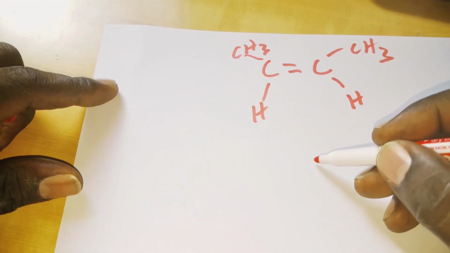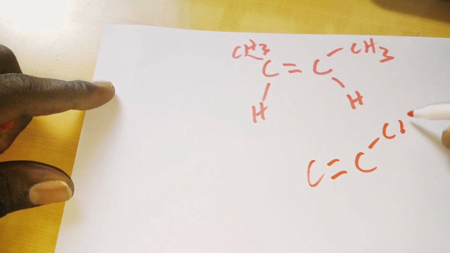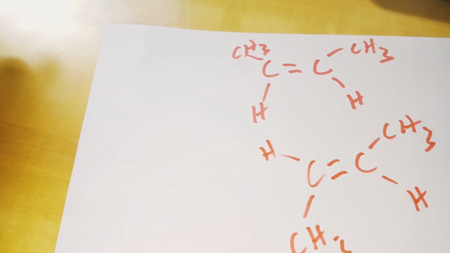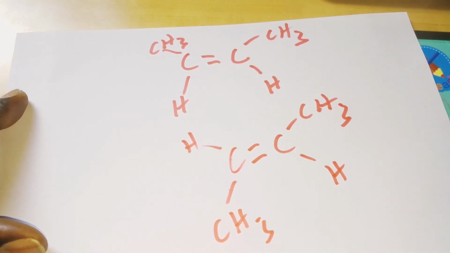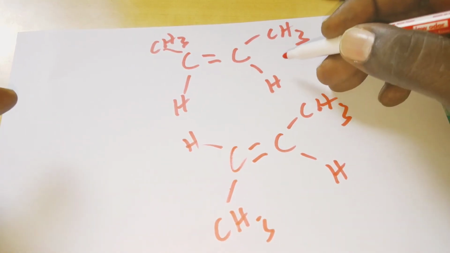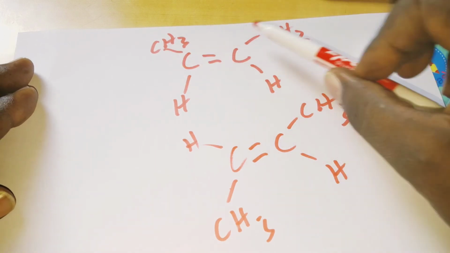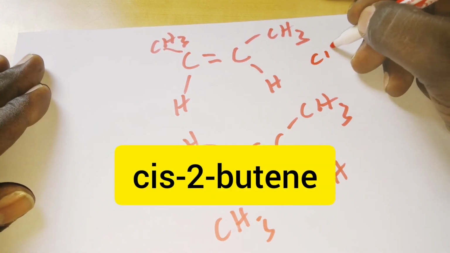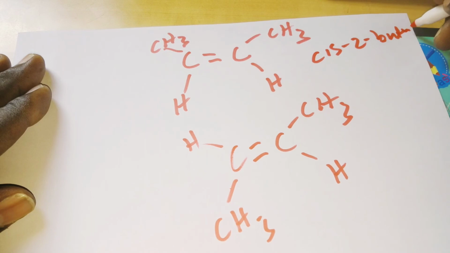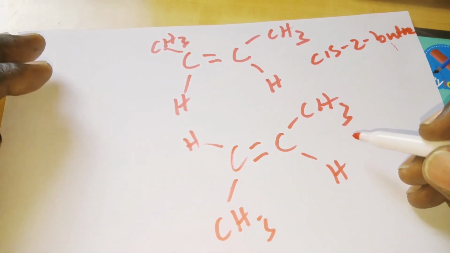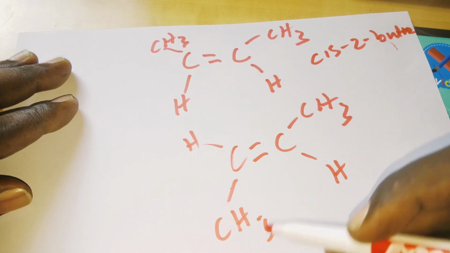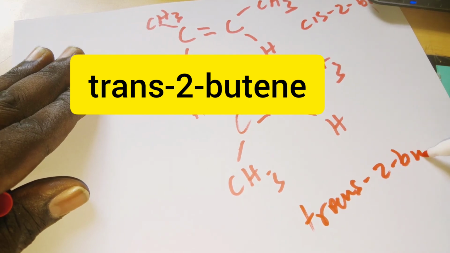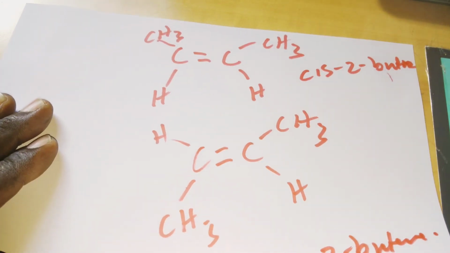So there is 2-butene, and then I could draw another 2-butene which looks like this. So there you have your two 2-butenes. Now what you do is look for the similar groups. You have the two CH3 groups there. Are they on the same side? Yes, they are on the same side. So that's cis-2-butene. And then over here, they're trans to each other. They're diagonal. So this is going to be trans-2-butene. And that's it, really.